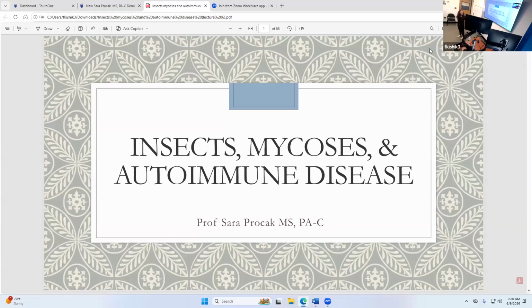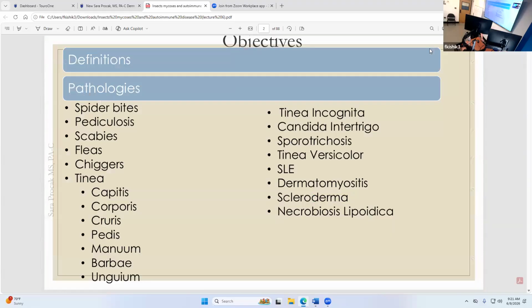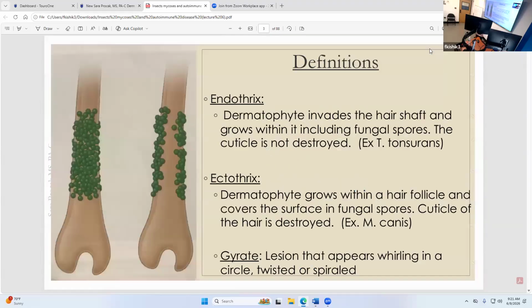So let's get into it. We have insects, mycosis, and autoimmune disease that we're going to be covering today. So we have a couple of definitions, and these are all the various pathologies we're going to be going through. And the first definition I have for you is endothrix.